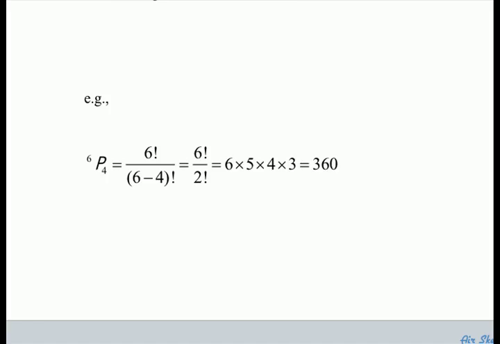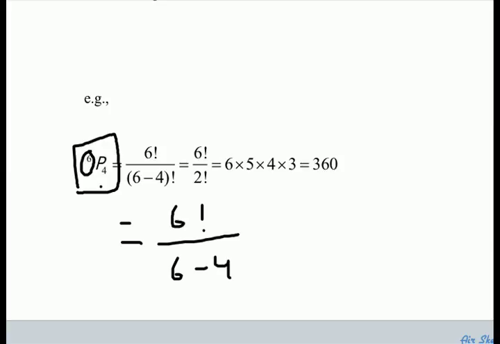So let's take a quick example to see how the formula for permutation is used. What's the permutation of 6 things taken 4 at a time? So simply using our formula, we have 6 factorial divided by 6 minus 4 factorial, which basically is, as you see in this equation, comes to 360.